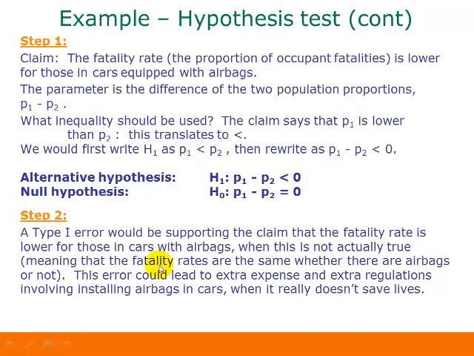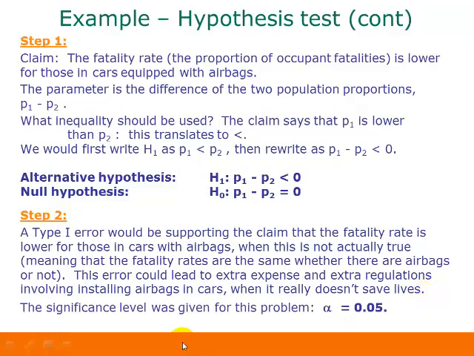Now for step 2, in this case we were given the alpha, but we still want to think about what a type 1 error would be. This would be supporting the claim that the fatality rate is lower for those in cars with airbags when this is not actually true, meaning that the fatality rates are the same whether they're airbags or not. Now this error could lead to extra expense and extra regulations involving installing airbags in cars when it really doesn't save any lives. Now again, we were already given the significance level to use. This would be alpha equals 0.05.